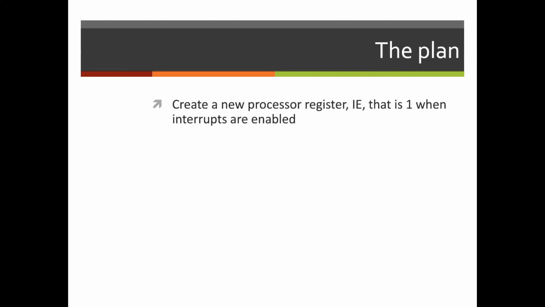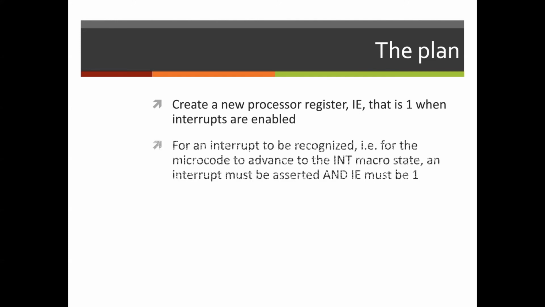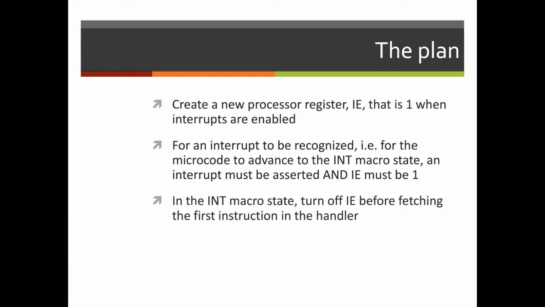In order to account for this, what we can do is create a new processor register, IE, that is 1 when interrupts are enabled. And for an interrupt to be recognized, for the microcode to advance to the INT macro state, an interrupt must be asserted, and IE must be 1. So in the INT microstate, we will turn off IE before fetching the first instruction in the handler.